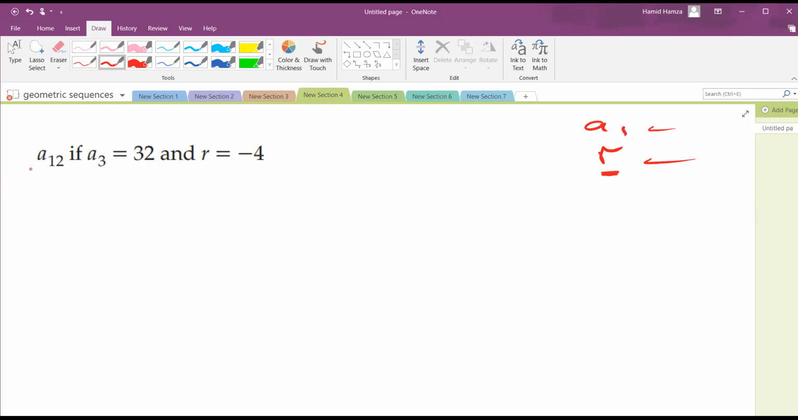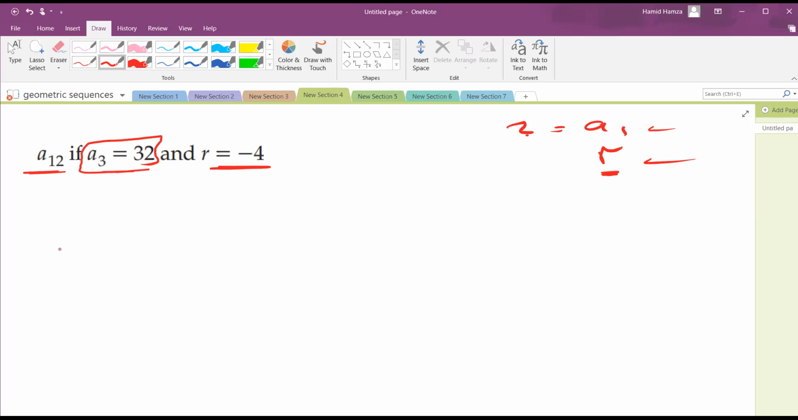So you can't find a12 without a1. You can't find a12 without r. In this question, r is given. So I can't use a3 to find a12, but I can use a3 to find a1. This is my purpose. So I wanted to find a1.